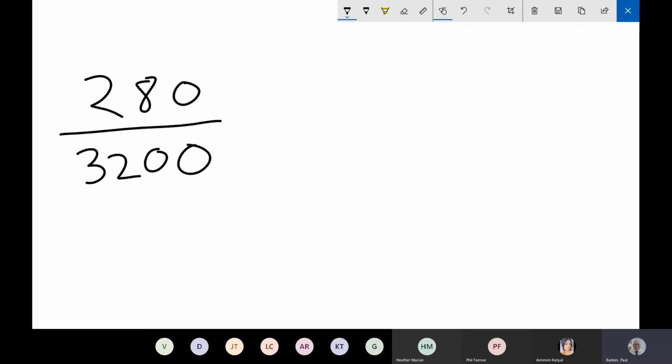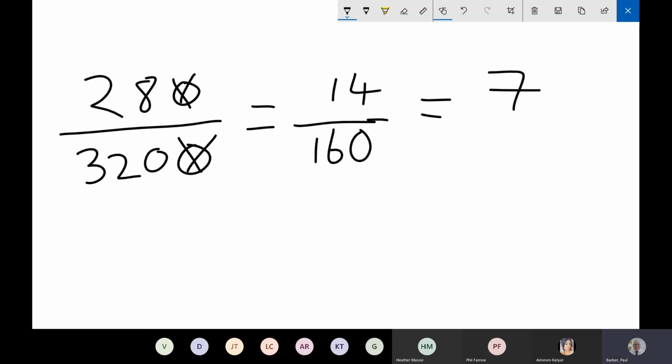So we could divide them by 10, which in effect will just get rid of the zeros. So it's the same as 28 over 320. If we halve that, we'd get 14 over 160. And if we halve it again, we'd get 7 over 80. We can't go any smaller than that fraction. There's nothing that goes into 7 and 80 nicely. So our fraction, rather than 280 out of 3,200, will give us 7 over 80.